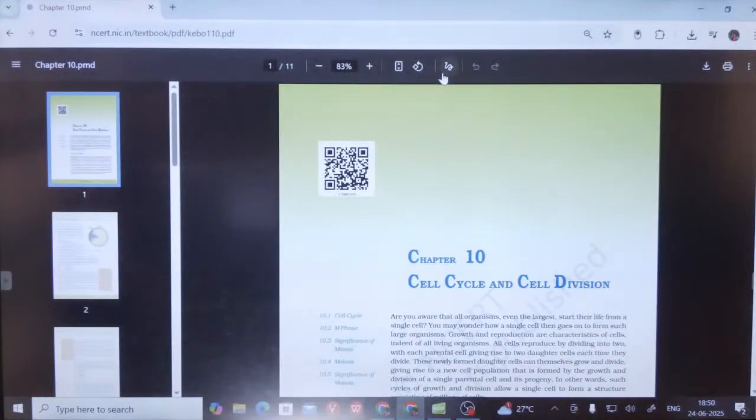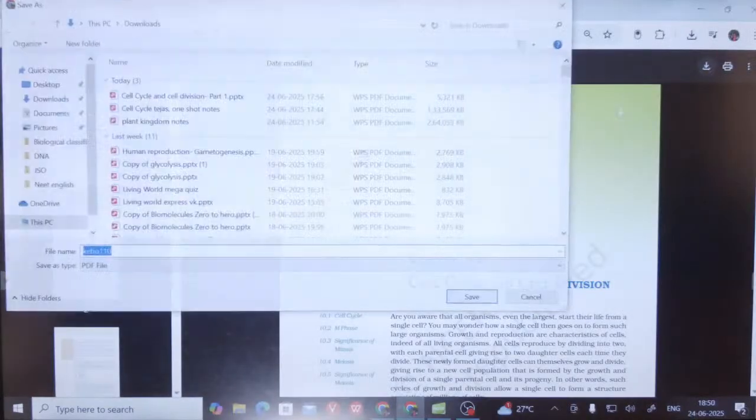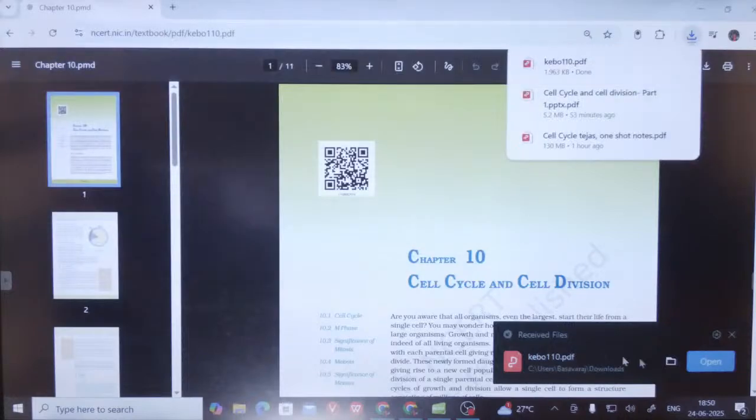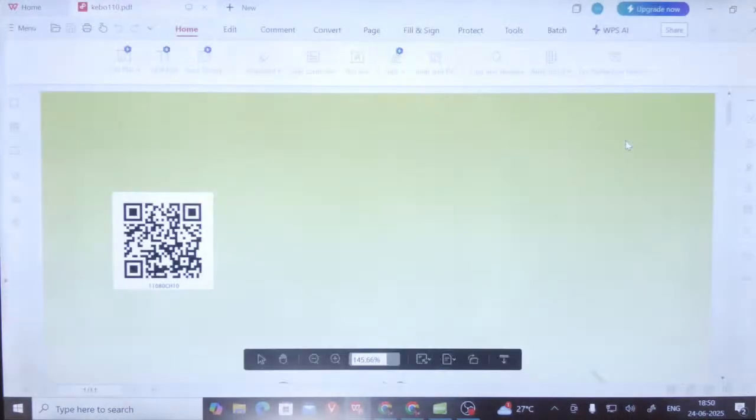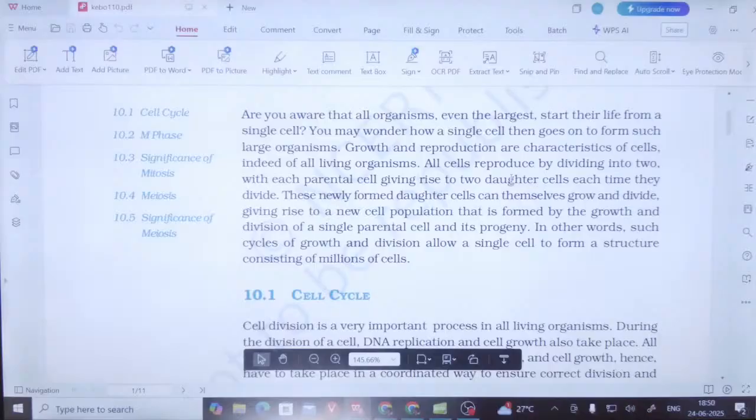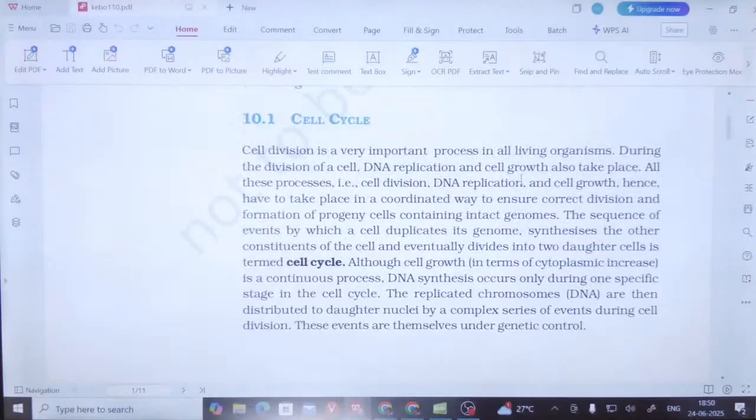Students, if you open your NCERT, here is your NCERT. Just download it. Now let's just go through NCERT and see if you have covered every single point before we go to mitosis.